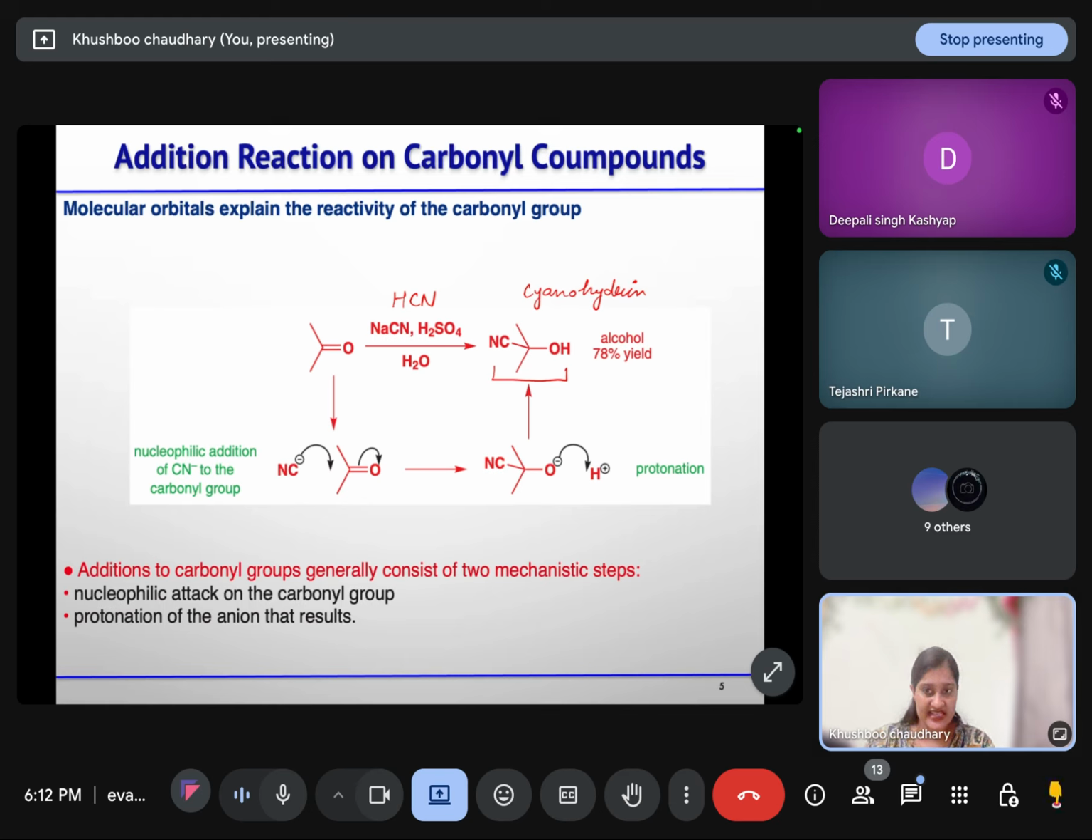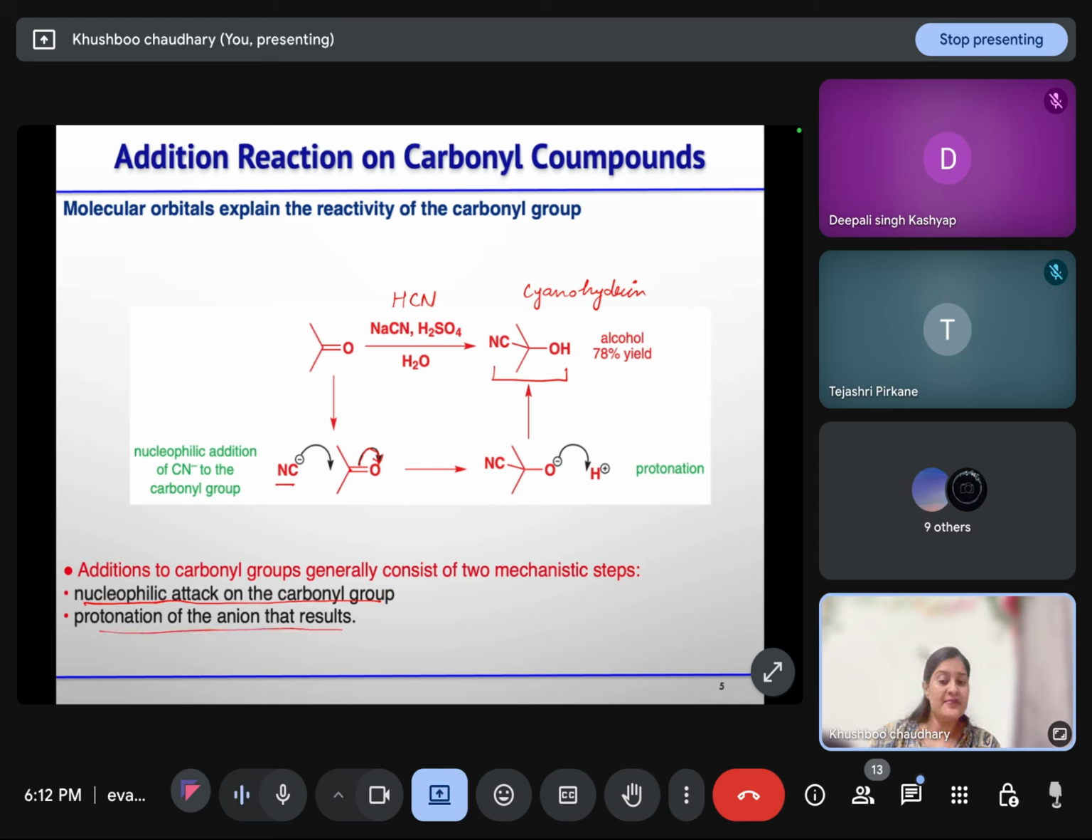Now, how is this reaction taking place? Firstly, your nucleophile, cyanide, will attack the electrophilic center, the carbon in the carbonyl compound, and the pi bond will break. In the second step, protonation will take place to form the cyanohydrin. So the addition to carbonyl compounds in all cases involves two steps. First is the nucleophilic attack on the carbonyl carbon, and second is the protonation of the anion.